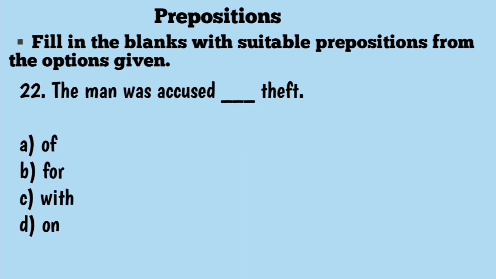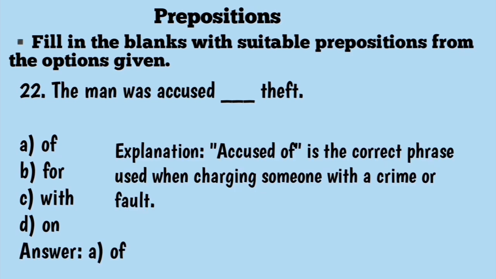Next, the man was accused dash theft. Option A of, option B for, option C with, option D on. Answer is option A of. Accused of is the correct phrase used when charging someone with a crime or fault.